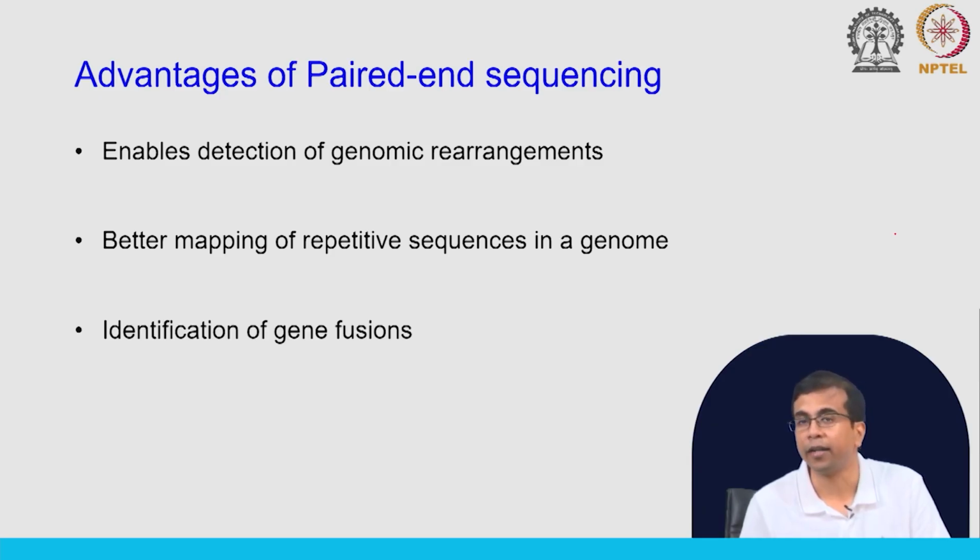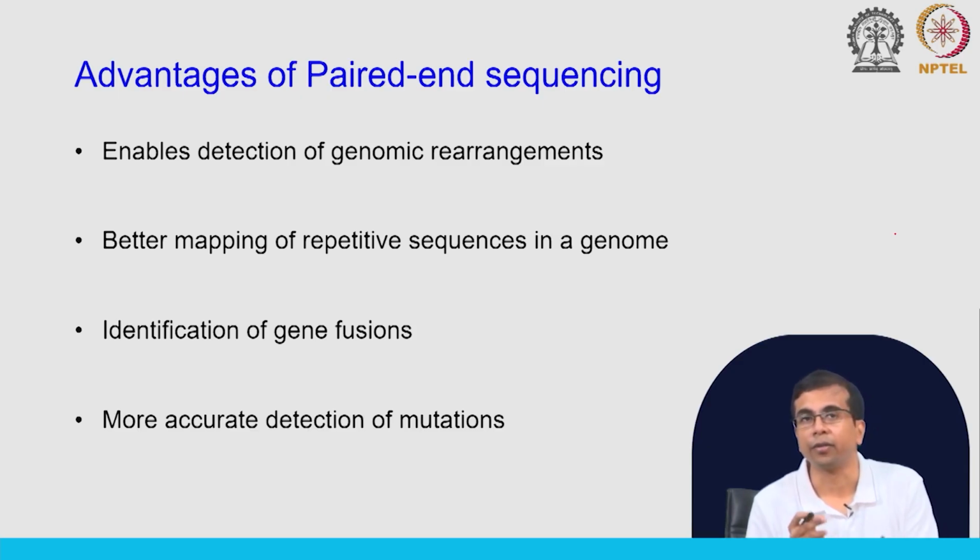And then we can also identify gene fusions. As we have just seen for genomic rearrangements, the idea is very similar. In a gene fusion, two different genes are fused together in one place. With sequencing of only one part of this gene fusion, you have no idea that it has happened. But if you have paired end sequencing, you will see one part coming from one gene and the other part coming from another gene, and this can give you an idea about gene fusions.